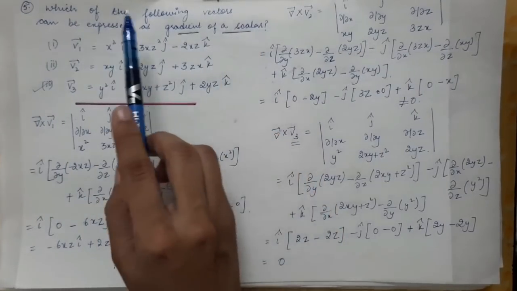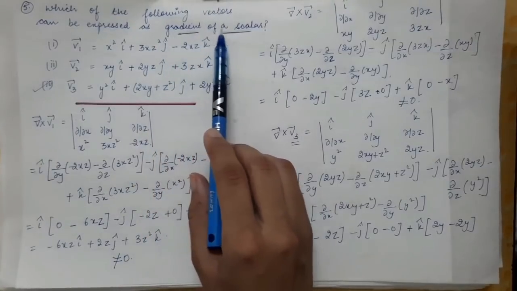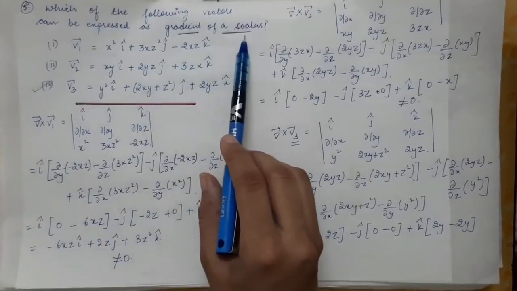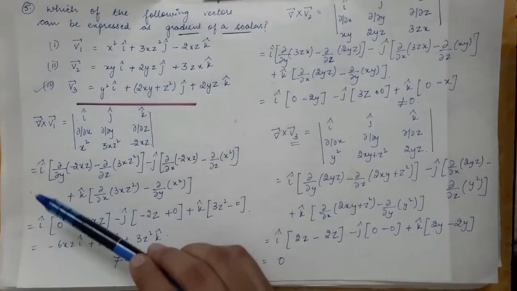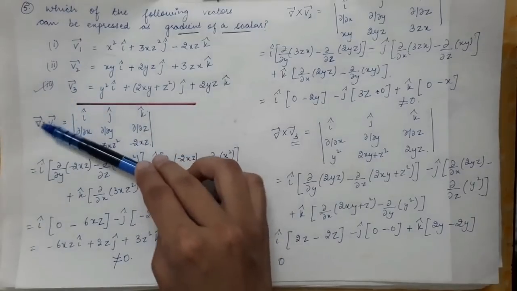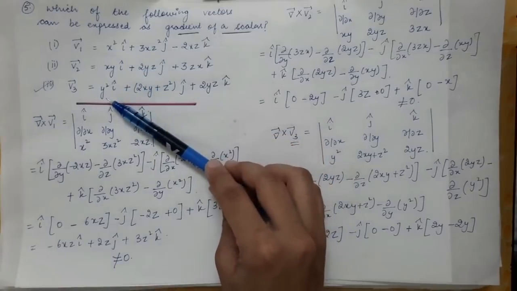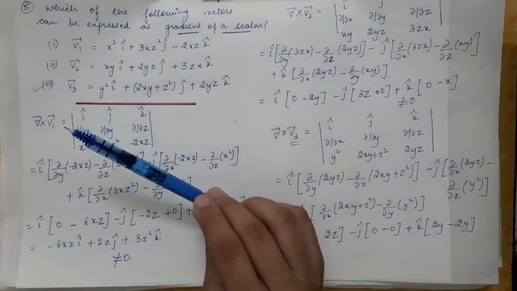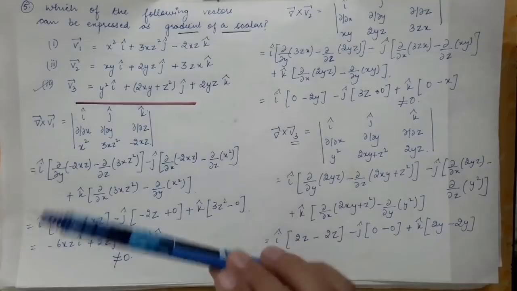But if you are asked to find which of the vectors can be expressed as curl of a vector field, only those vectors whose divergence is equal to 0 can be expressed as curl of a vector field. So instead of finding curl, in that case we will find the divergence of the vector fields, and see for which of the vector fields the divergence is 0. So only those vectors whose divergence is 0 at every point in the space can be written in terms of curl of a vector field.